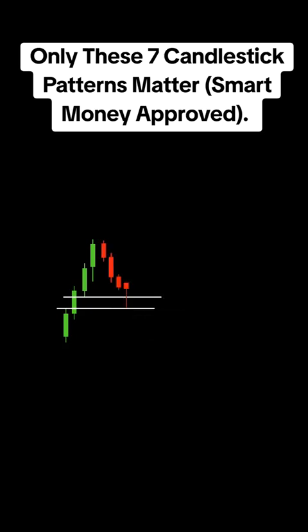So you wait for price to pull back into the zone. But don't rush in yet. You need to see a clear rejection. That rejection tells you the zone is respected, the market recognizes it, and smart money is stepping back in. That's your signal. That's your entry.